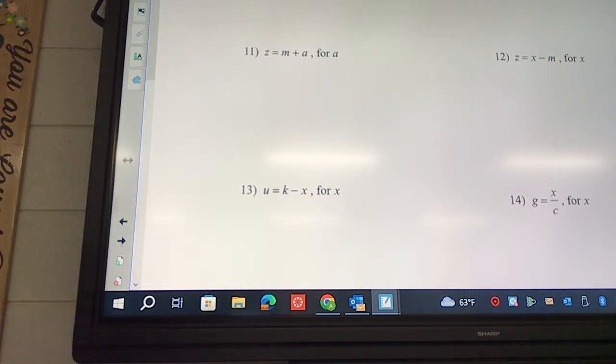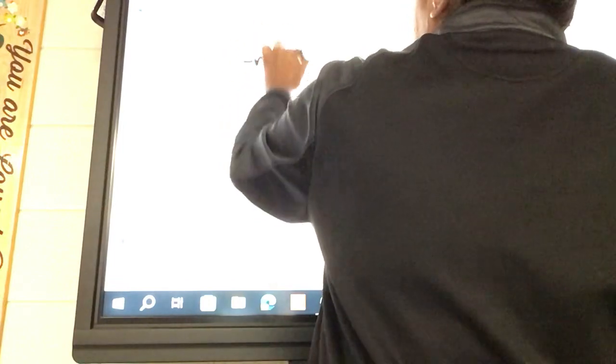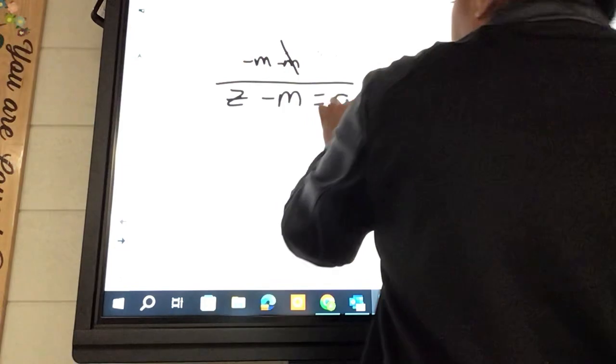Okay, 11. What does it say to solve for? It says solve for a, and right now it says m plus a. So how do I move an m? Minus, good. So we're going to say minus m, minus m. So I got z minus m equals a.